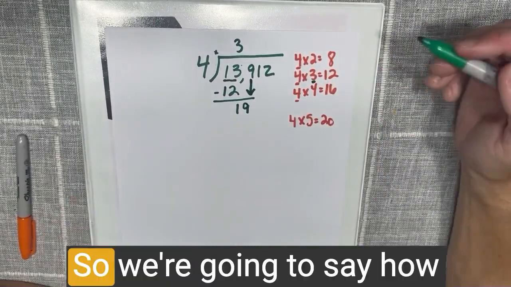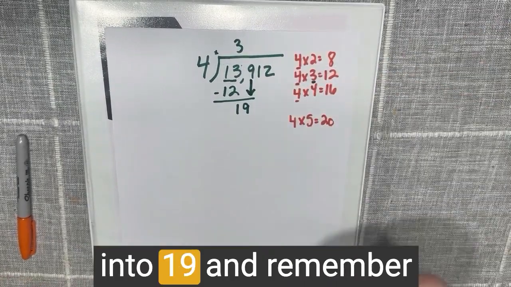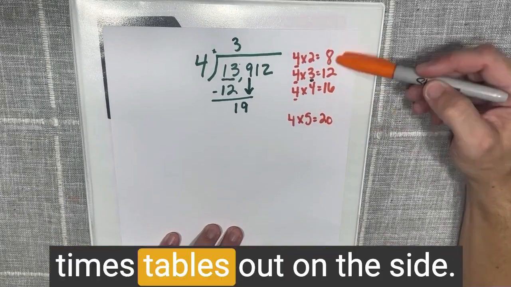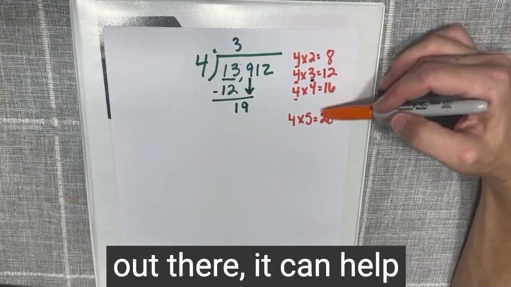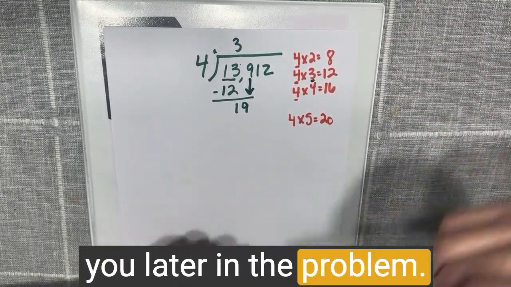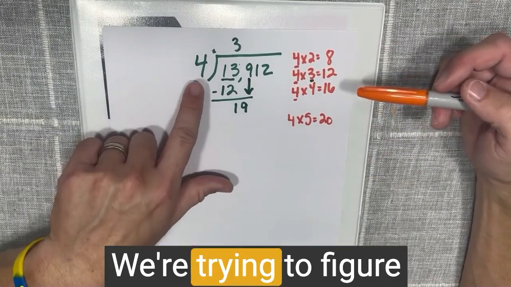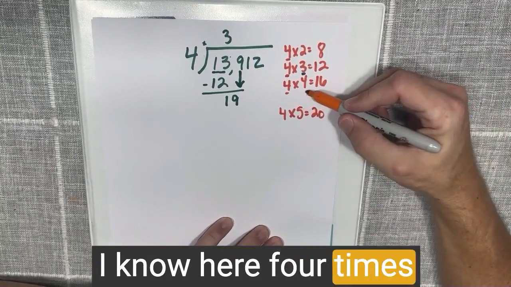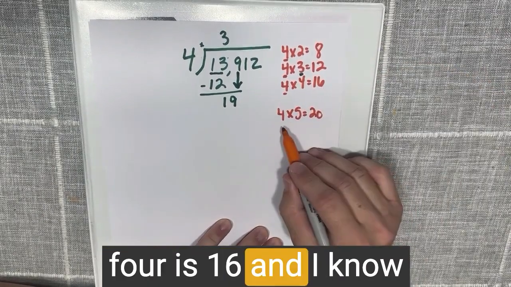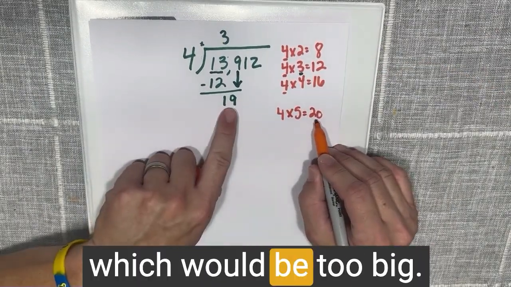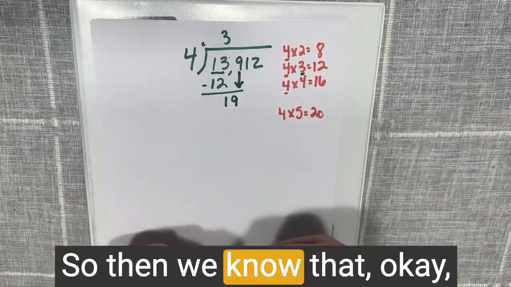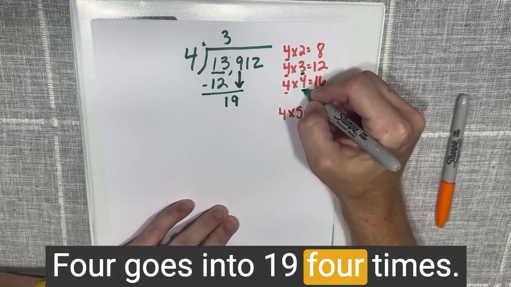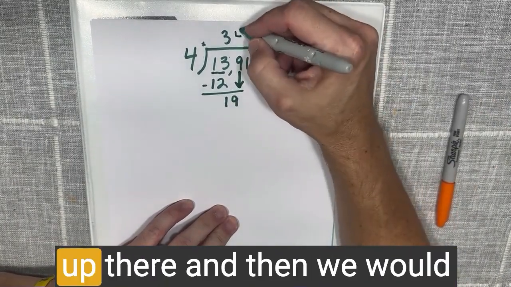All right. So we're going to say, how many times can 4 go into 19? And remember, guys, this is why we said it's important as we work these times tables out on the side. If you have it worked out there, it can help you later in the problem. And that's what happens here. We're trying to figure out how many times 4 can go into 19. I know here 4 times 4 is 16. And I know that 4 times 5 is 20, which would be too big. So then we know, okay, we already know the answer. 4 goes into 19 4 times. So I'm going to put that right up there.